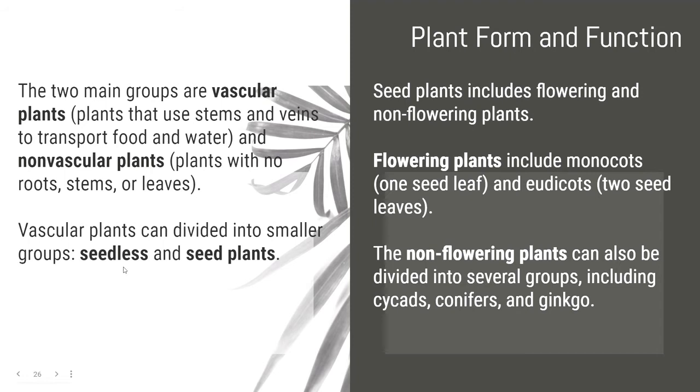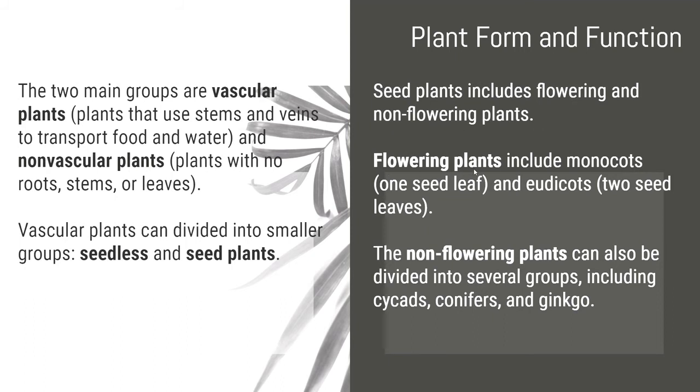Seedless plants are vascular plants that do not have seeds. So they do not reproduce through seeds. Mostly they have spores, and that's how they reproduce. Seed plants include your flowering and non-flowering plants.